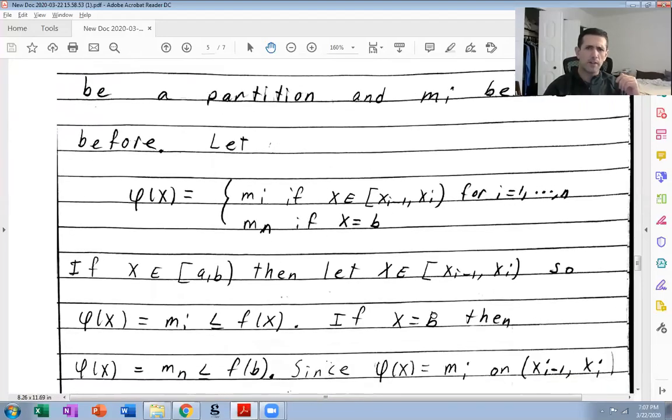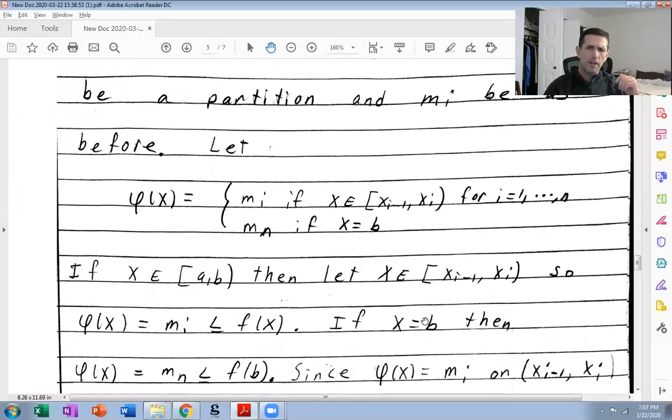Same thing happens if x equals b. If x equals b, phi of x is little mn. Little mn is the infimum of my function on the closed interval xi minus 1 to xi. B is certainly in the closed interval.